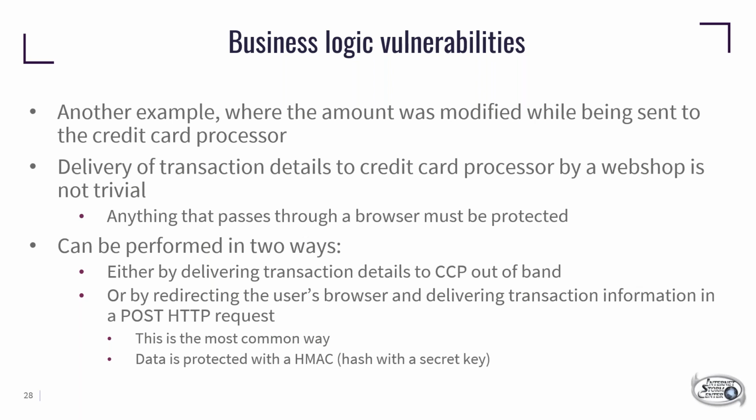Or we could do this while redirecting the user's browser to the credit card processor. Now, the user could intercept the request and modify the price. So we want to prevent the user from doing that. And this is typically done by using HMAC. Same thing as with JSON Web Tokens. So the web shop and the credit card processor share the same secret key. And this secret key allows them to calculate a hash, which will preserve the integrity of the requests.